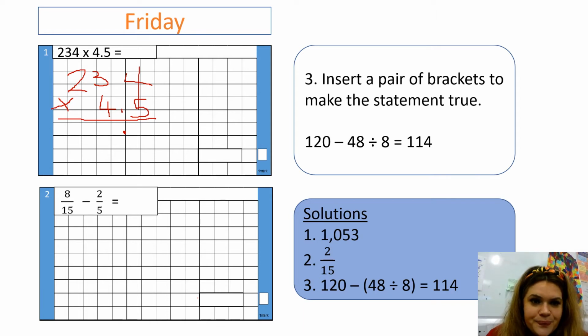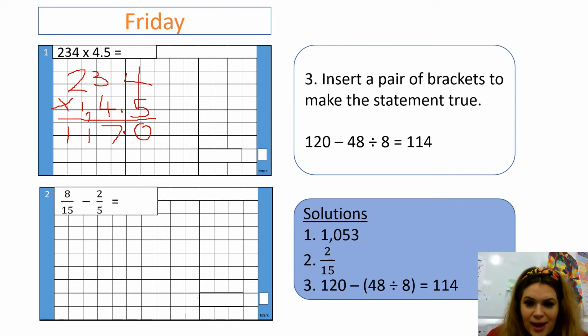So 4 times 5 is 20, so I'm going to put my 0 down and I'm going to carry my 2 over. 5 times 3 is 15, add 2 is 17. Okay, carry my 1. 5 times 2 is 10, add 1 is 11. So my answer should be 117.